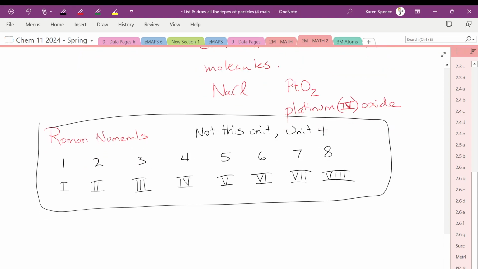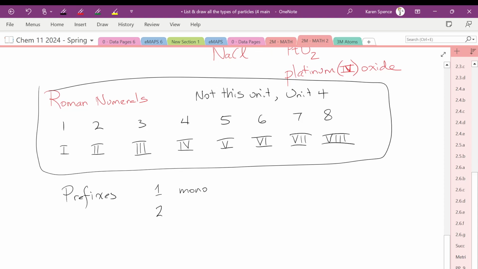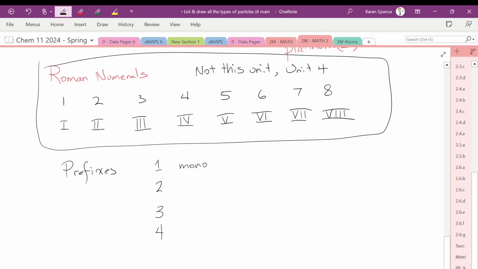Oh, and while we're previewing unit 4, why don't we preview our prefixes? I'll start you out with number 1, which is mono. See which ones you can remember. 4. Five. Oh, what was 5? What do they call this if you're a witch? A star. If you're a witch, they call it a pentagram, yes?